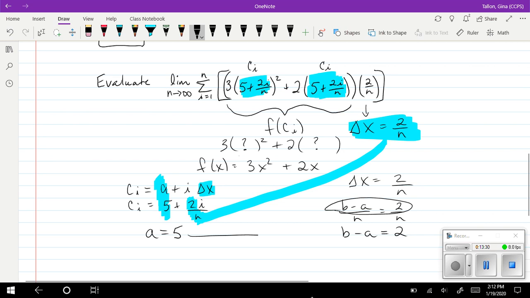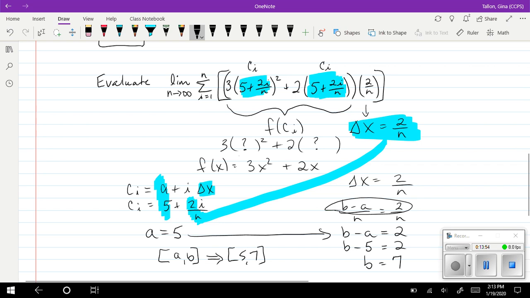I have my a is 5, so I'm going to bring a 5 over here. I now have b minus 5 equals 2. I add 5 to both sides, and I now know that my b is 7. That gives me my interval. [a, b] is now my interval from 5 to 7. So that should make pretty good sense to you. I'm hoping it makes pretty good sense to you.